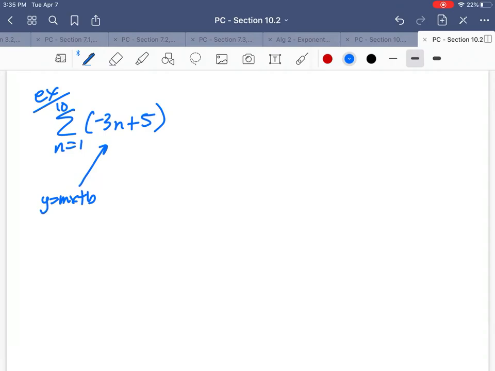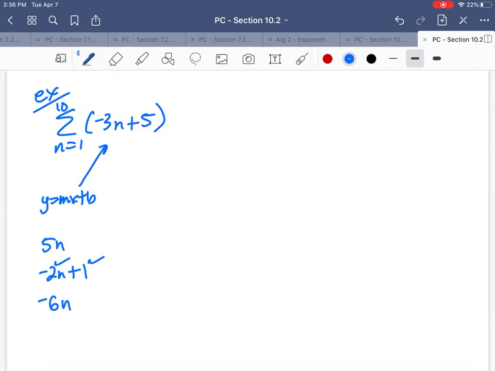Any arithmetic sequence could look like 5n, or negative 2n plus 1, or just 6n or negative 6n. So it's going to look like what you would think an equation of a line looks like. It might have a starting place, and then it has a slope to it almost. All right, so that's how they look.